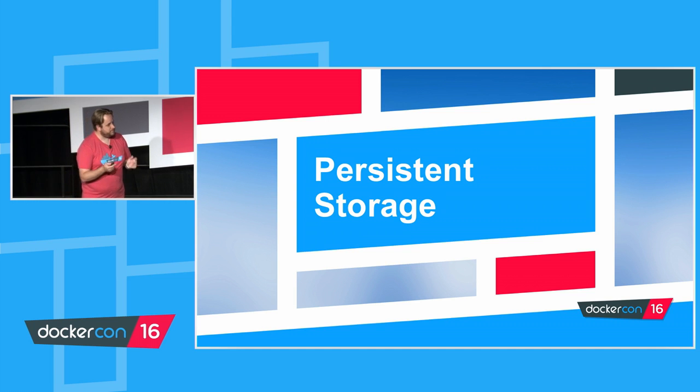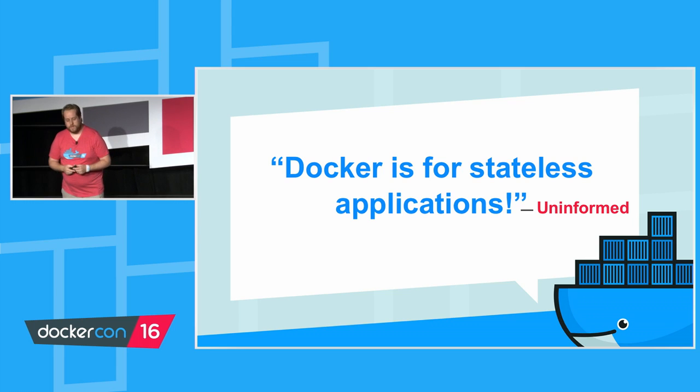So persistent storage, this is probably why most people are here. Persistent storage, in Docker, what we call these are volumes. Volumes are places to store data that live outside the lifecycle of the container. So when you create a container, you tell it, I want to use this volume, I want to put it at this path in the container, so that when I write data to it and I remove that container, that data will still exist. And I see this all the time.